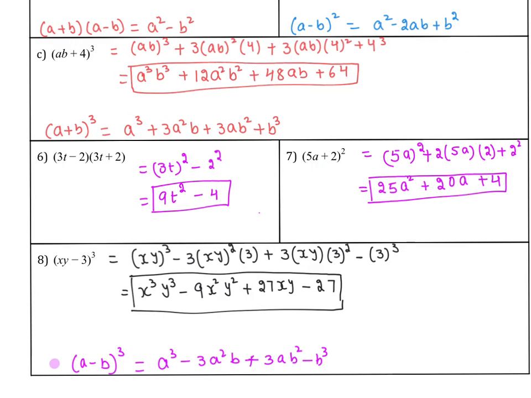For number 8, I applied the formula a minus b cube equals a cube minus 3a square b plus 3ab square minus b cube. Now I'm going to plug in a as xy and b as 3 into this equation to get my standard form. So that's going to be xy cubed minus 3 times xy squared times 3 plus 3 times xy times 3 squared minus 3 cubed. So that's going to be x cubed y cubed minus 9x squared y squared plus 27xy minus 27.